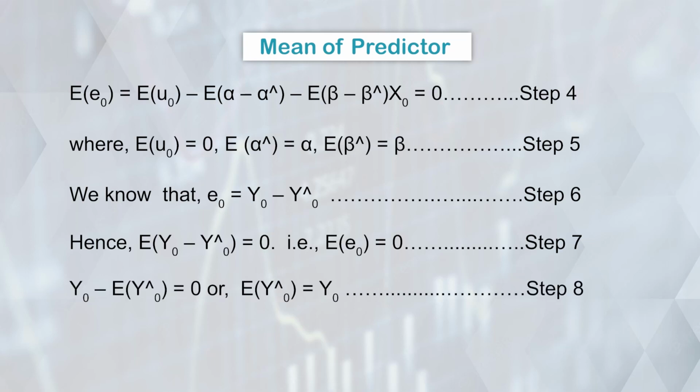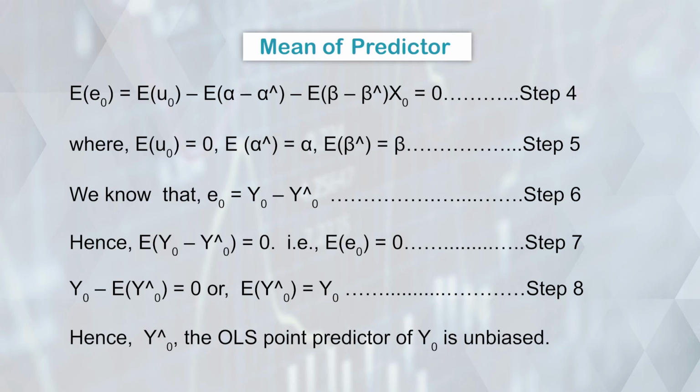So by rearranging the terms, we can see y0 hat is the OLS point predictor of y0, and it is unbiased. That means y0 hat, which is being computed, is a point predictor of y0. So y0 is basically the population parameter, and based on that the y0 hat comes up, and that is how step 8 comes up. So regarding the mean of the predictor, we can see that y0 hat is an unbiased estimator of y0, and thereby the OLS point predictor of y0 is being computed.